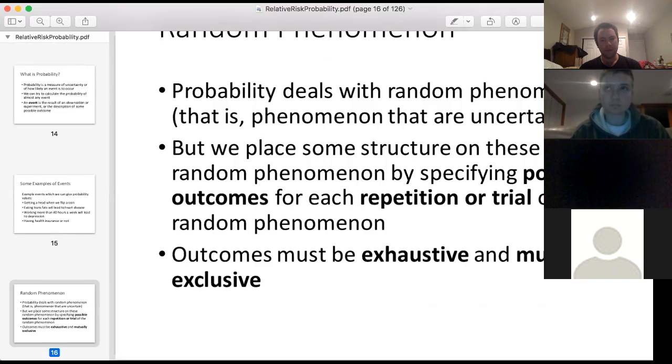So that means it's exhaustive, because it can only be heads or tails. It cannot be some other outcome. That's what exhaustive means. And it's also mutually exclusive, which means that if we flip the coin and we get heads, that means that it can't also be tails. It has to be one or the other. These are mutually exclusive events: you can't have it both ways, in other words.